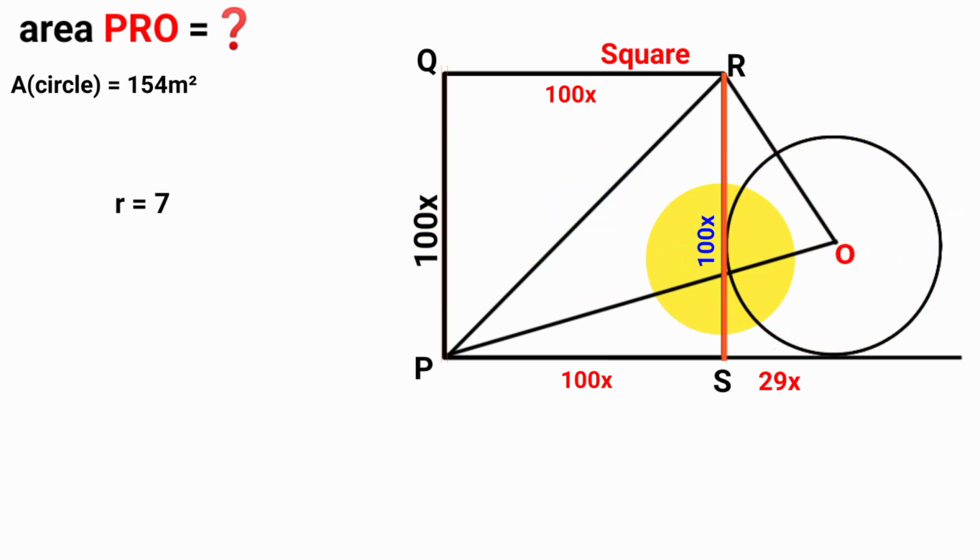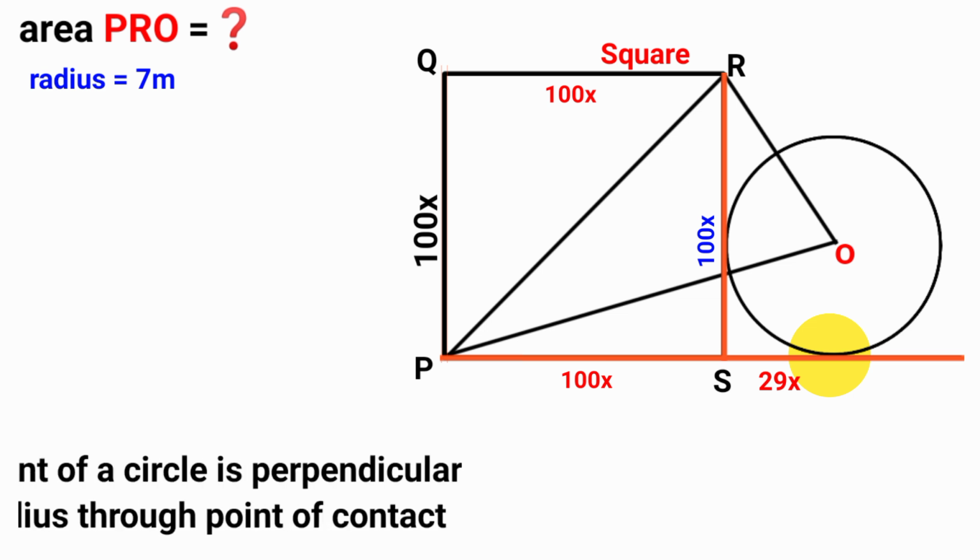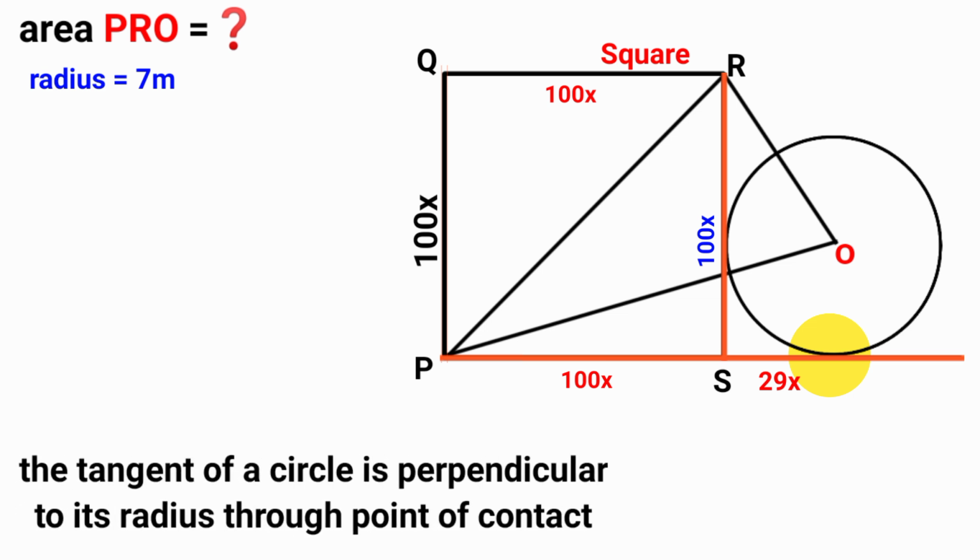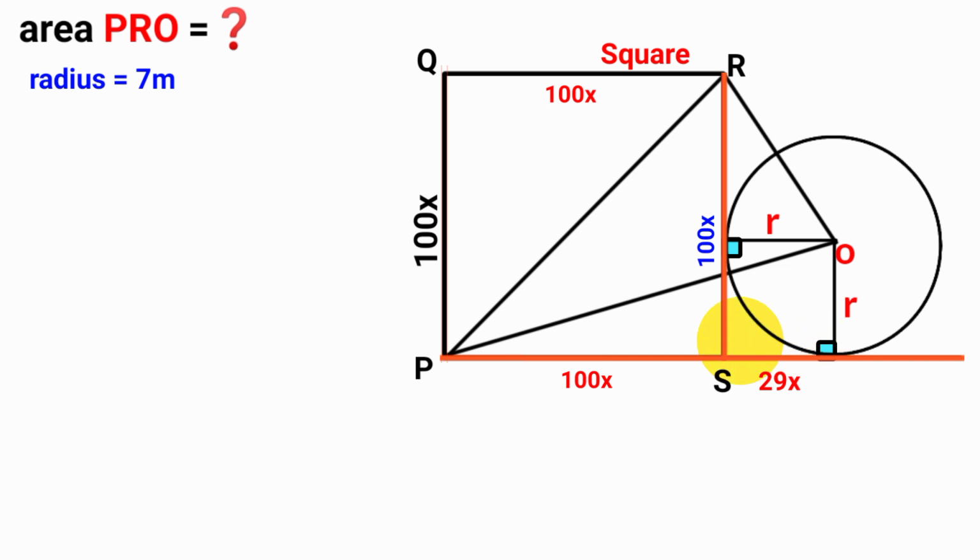Now this line RS and this line are tangent to the circle at this point and this point. From the circle theory, there is a rule that the tangent of a circle is perpendicular to its radius through the point of contact. So if you draw the radius from the center to this point of contact and this here, this angle and this angle will be right angles. This angle we already know is a right angle because it is the angle of a square. Now look at this quadrilateral. We have three of its angles to be right angles. The fourth one will also be a right angle.